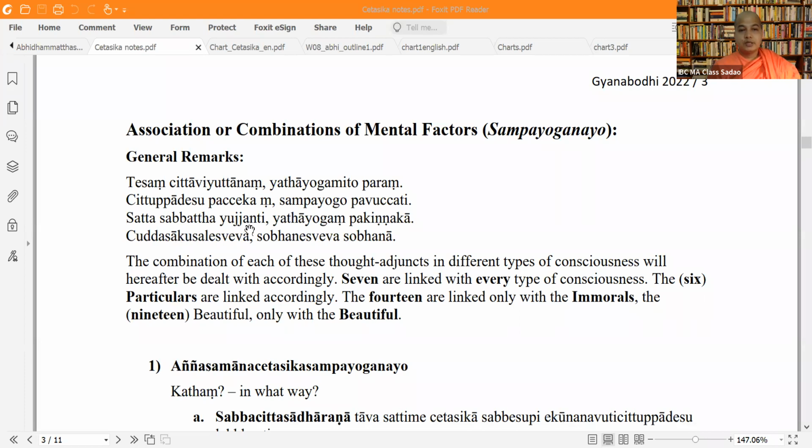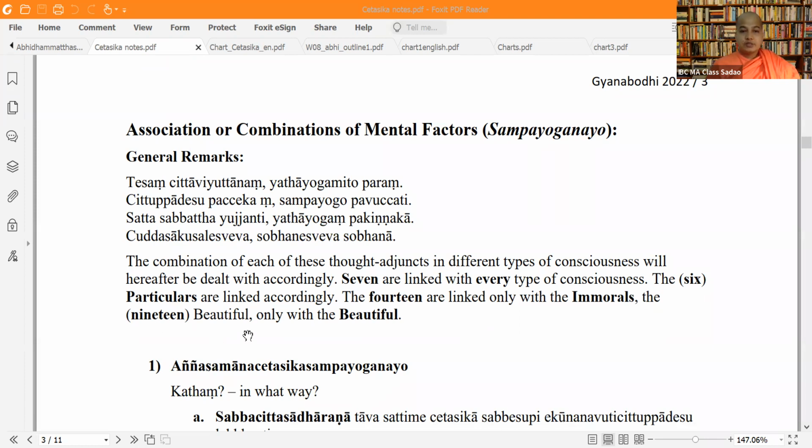Satta, sabbata, yujjanti. 7. Now, it is better if you have the list of Chaitasikas with you and the list of Chittas. And even if it is possible, if you have these two charts on combination, it is also better. Okay, so these 4 things: one is the list of Chittas, one is the list of Chaitasikas, and these 2 charts on combinations.